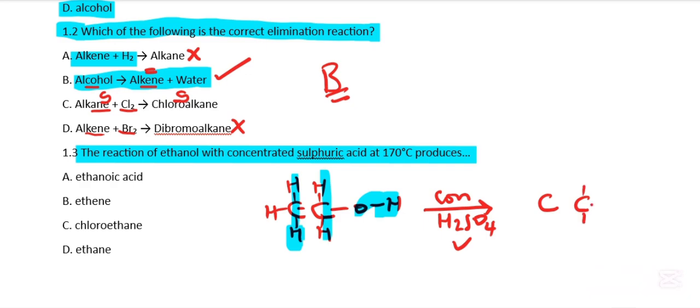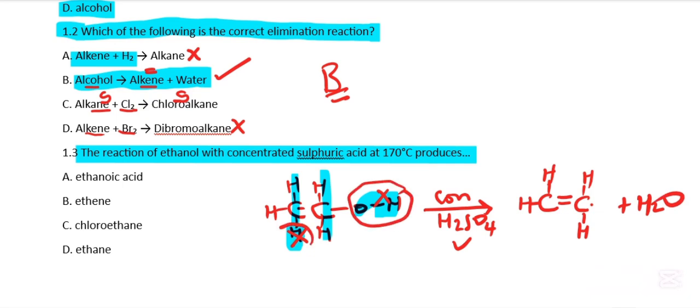So we have hydrogen, we removed this one. We have hydrogen, hydrogen, hydrogen, and this hydrogen. We removed this one, we removed this hydrogen. Then the double bond forms here. We get H2O because we remove the OH with a hydrogen. That is dehydration. When we have that product, we call it ethene.